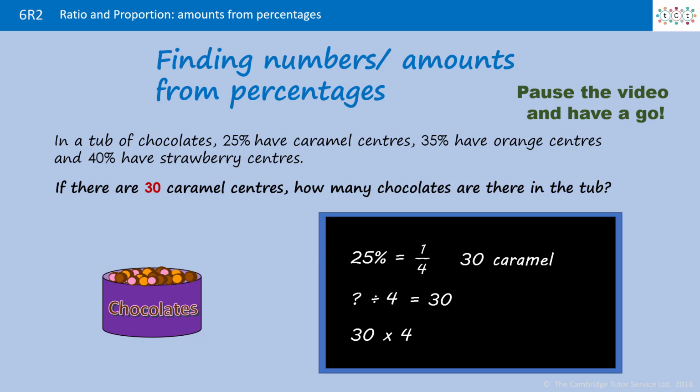30 times by 4 is 120. So the total number of chocolates in the tub is 120.